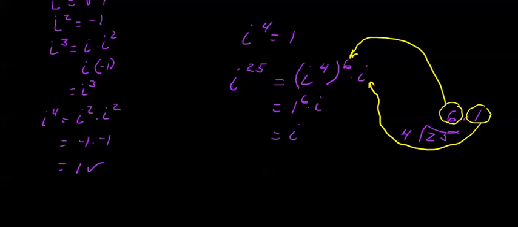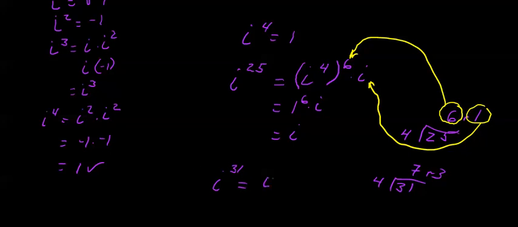Let's do one more. i to the 31st. So 31 divided by 4 is 7. 7 times 4 is 28, we have a remainder of 3.